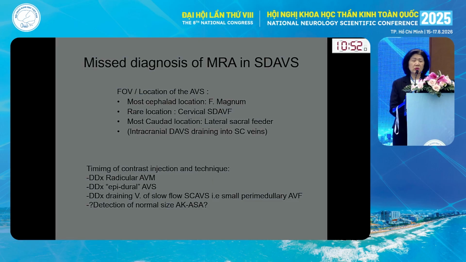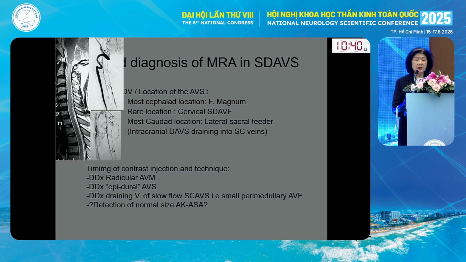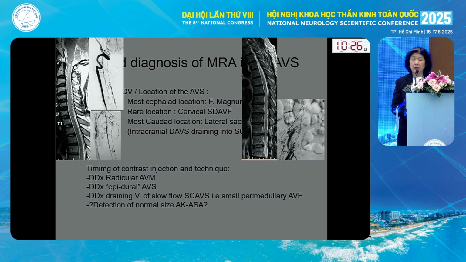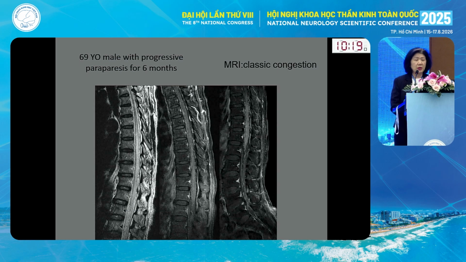There are misdiagnoses in MRA. For example, radicular AVMs, epidural AV shunt, or the draining veins slow in the perimedullary arteriovenous fistula. This is the location of the shunt at the foramen magnum. So it's not easy that you put your MRA at the thoracic, and then you need to put a little bit more contrast to extend up or extend down. So there are 2 spots that you may miss, the foramen magnum level and lateral sacral levels.